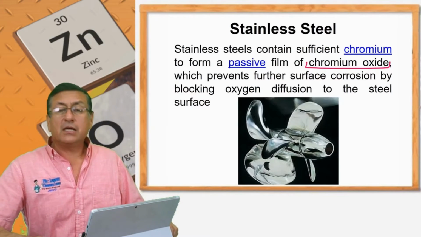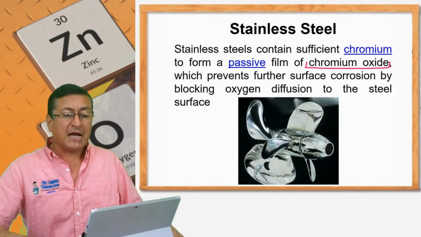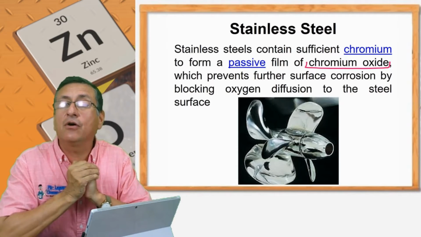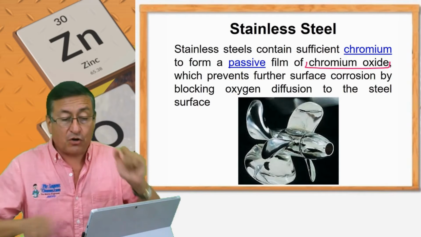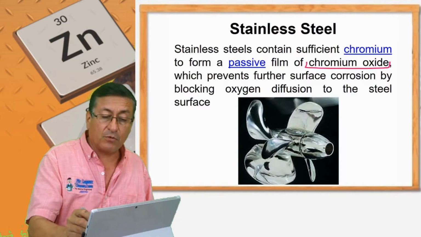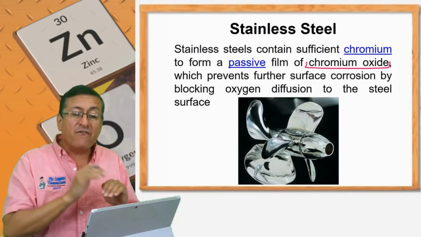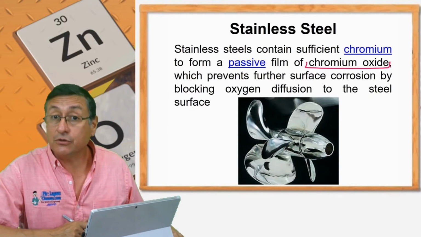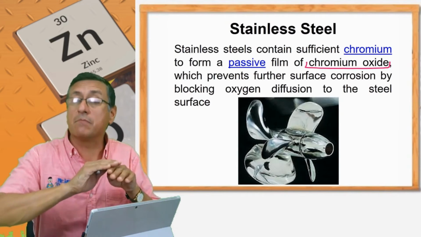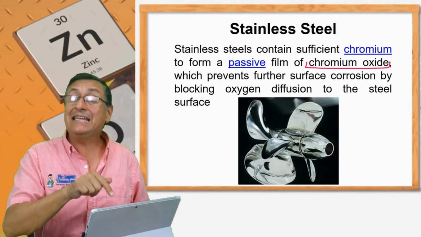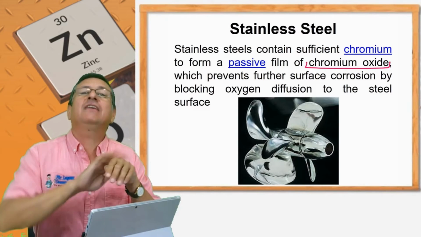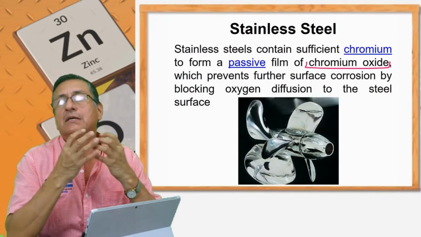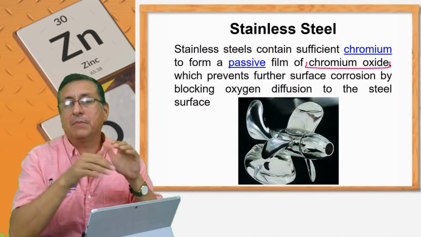Okay, stainless steel contains a large amount of chromium, and that chromium produces a film over the surface of the alloy. That film is oxide of chromium, and that oxide of chromium prevents the corrosion because it blocks the intrusion of oxygen. For that reason, if you eliminate that film, the stainless steel produces another film. But if you sand that film periodically, you destroy that protection and the metal will be corroded.